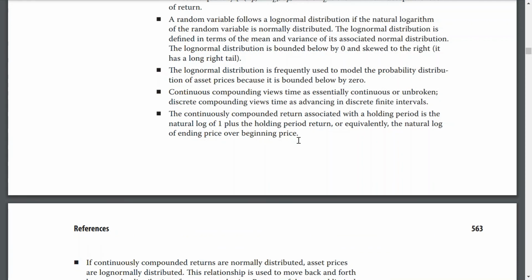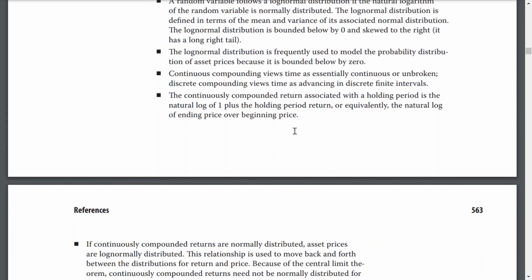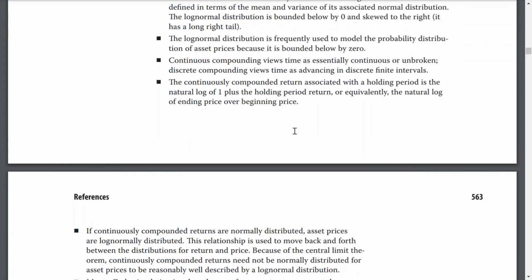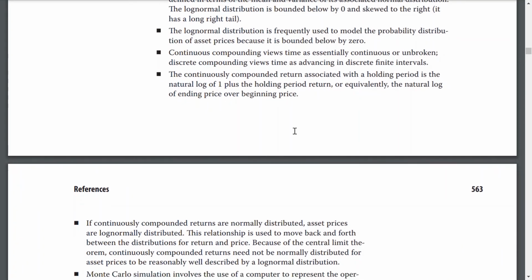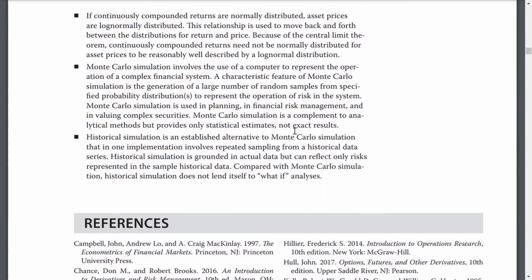The lognormal distribution is frequently used to model the probability distribution of asset prices because it is bounded below by 0. Continuous compounding views time as essentially continuous or unbroken, while discrete compounding views time as advancing in discrete finite intervals. The continuously compounded return associated with a holding period is the natural log of 1 plus the holding period return, or equivalently the natural log of ending price over beginning price. If continuously compounded returns are normally distributed, asset prices are lognormally distributed. The relationship is used to move back and forth between the distributions for return and price.